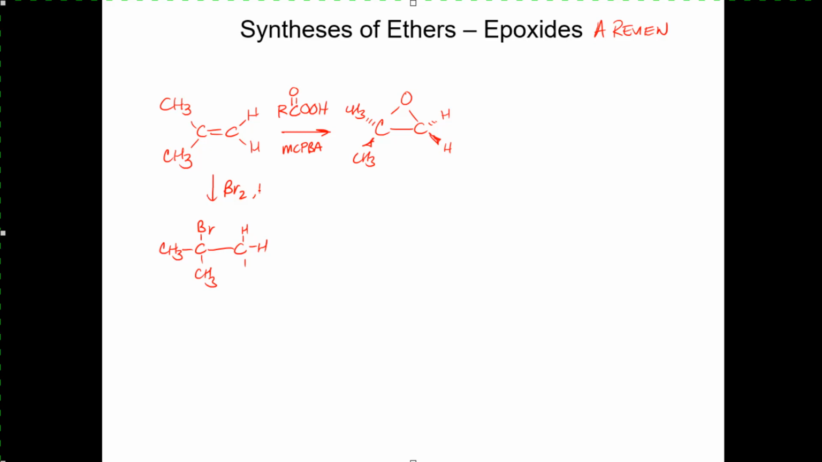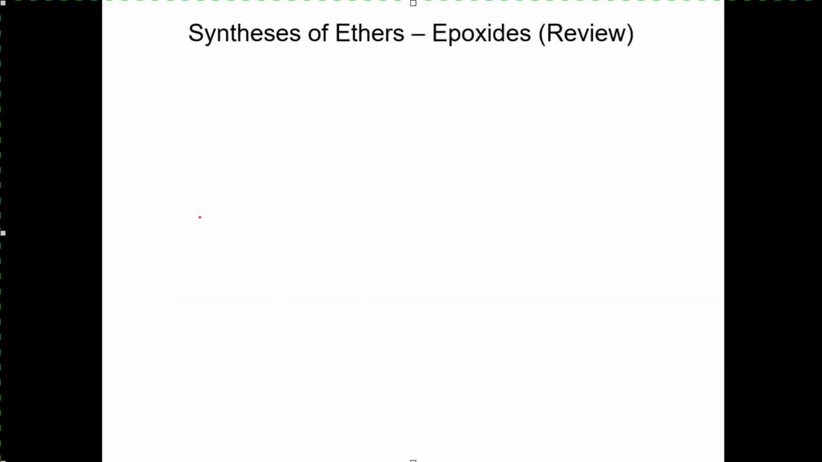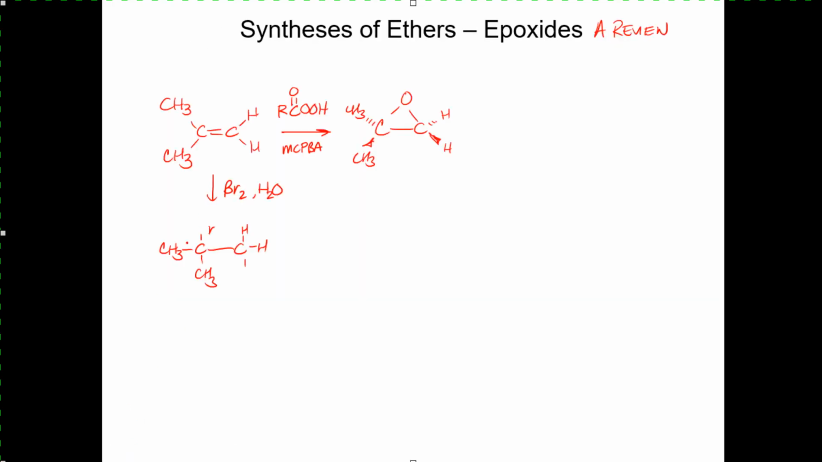I want to react this with Br2 and water. And so I should erase this bromine as well. So I'm going to react this with bromine and water. So I'm going to add a Br and an OH. The Br added here. The OH adds to the carbon with the most substituents.